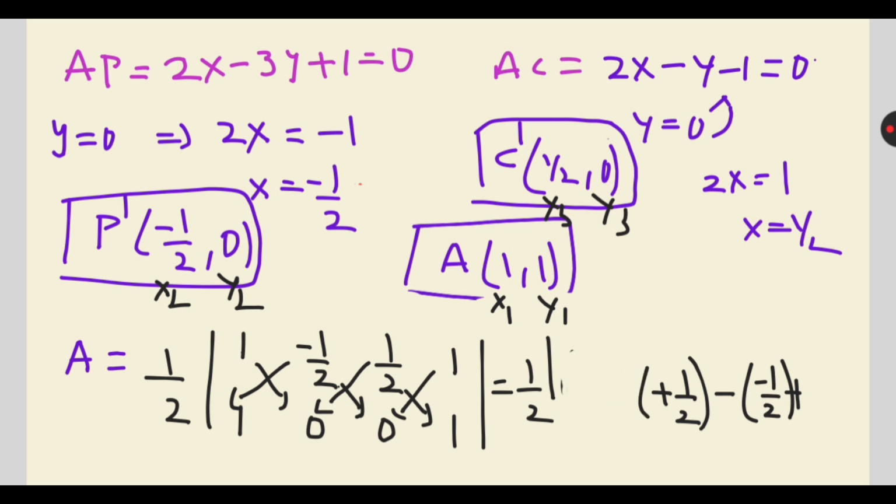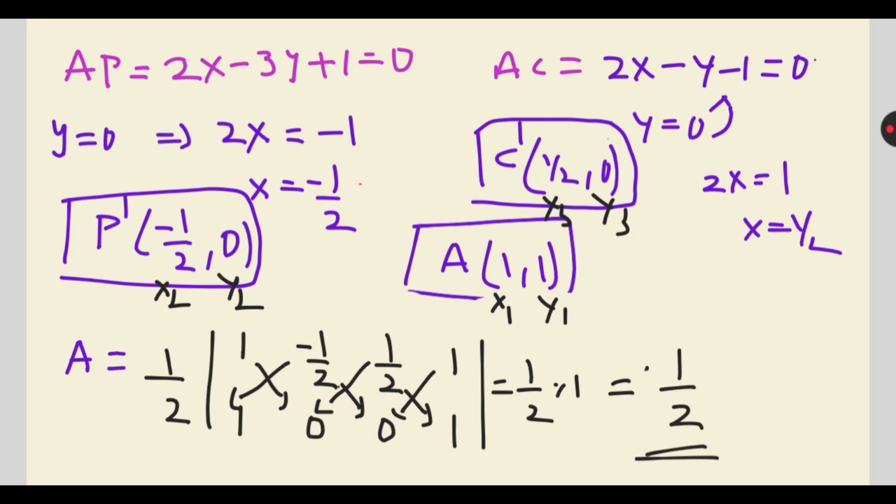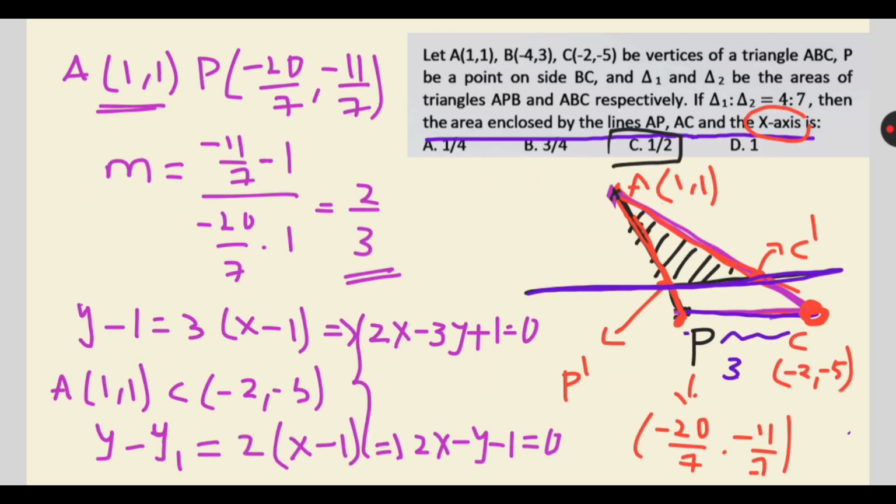In the first term we have 1 over 2 minus of minus, which is plus 1 over 2, which is 1 over 2 plus 1 over 2. This value is only 1. So 1 over 2 times 1 which is 1 over 2. So the area is 1 over 2. That means option C is the correct answer.